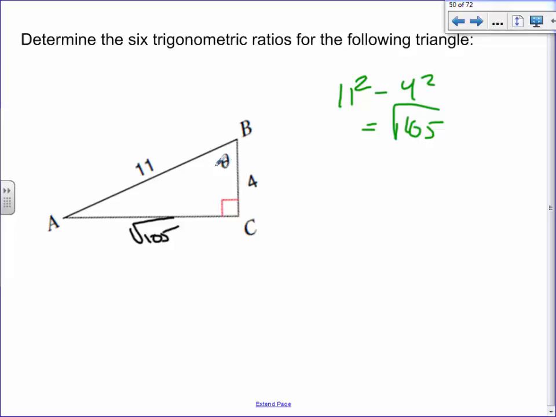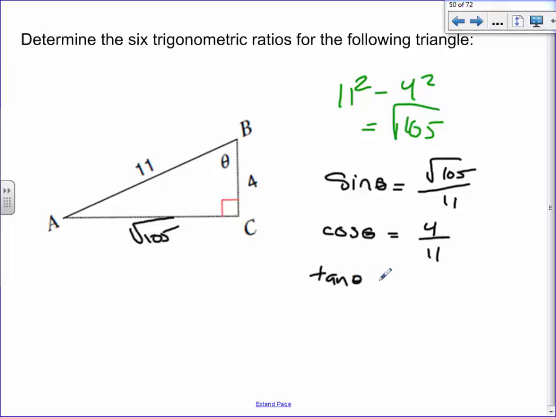If you wanted to solve for an angle right here, you could write this in a couple of ways. You could say that the sine of theta would be equal to the opposite over the hypotenuse. That's one way you could write it. You could say that cosine of theta is equal to the adjacent over the hypotenuse. You could say that the tan of theta is equal to the opposite over the adjacent.